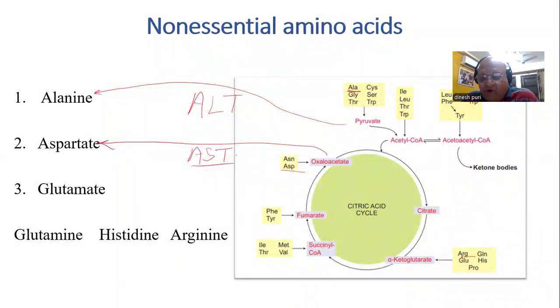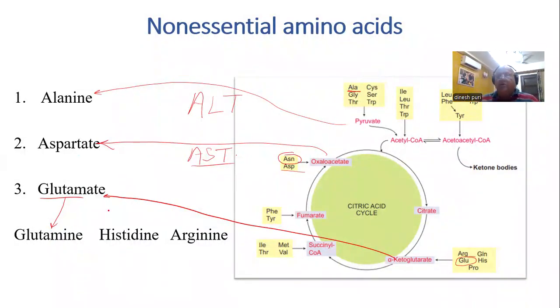Alpha ketoglutarate can form glutamate. Glutamate can be synthesized from alpha ketoglutarate. So glutamate can form glutamine. Aspartate can form asparagine. So all these amino acids are non-essential because they can be synthesized in adequate quantities. Please note that the 3 letters abbreviations are written here. Alanine, ALA, aspartate ASP, glutamate GLU. These are well-known, accepted abbreviations.